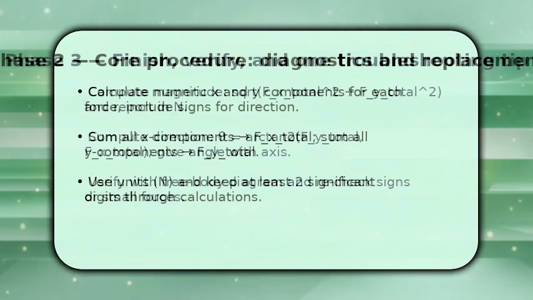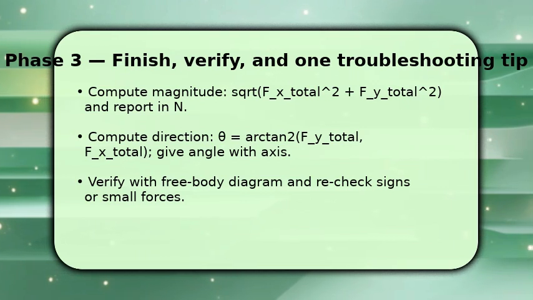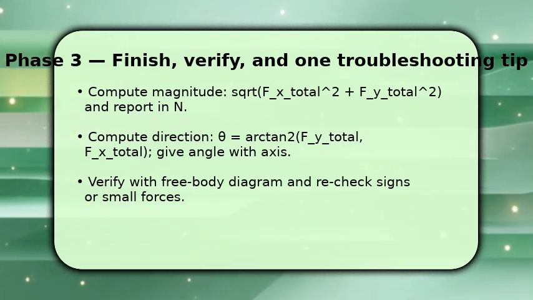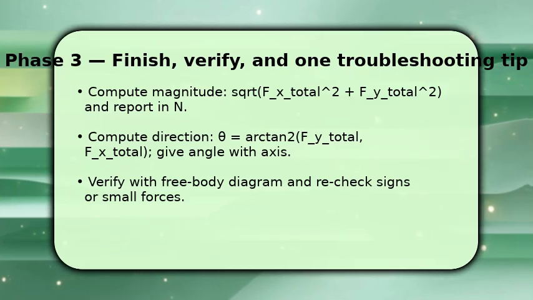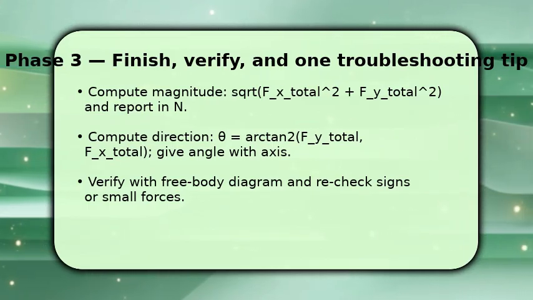Finally, compute the net force magnitude with the square root of the sum of squares and find direction using arctan2 to preserve the correct quadrant. Express the angle relative to your chosen axis and include the unit.